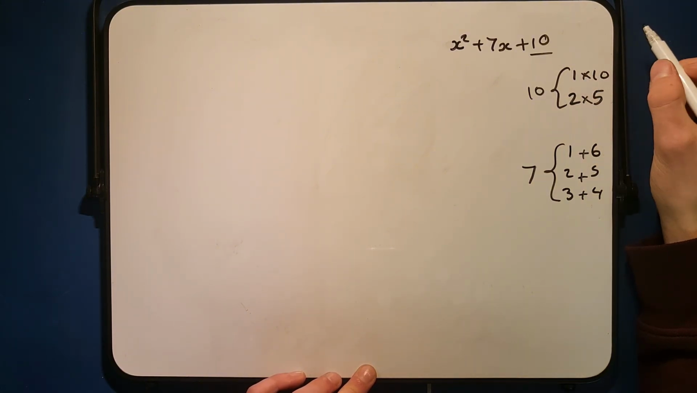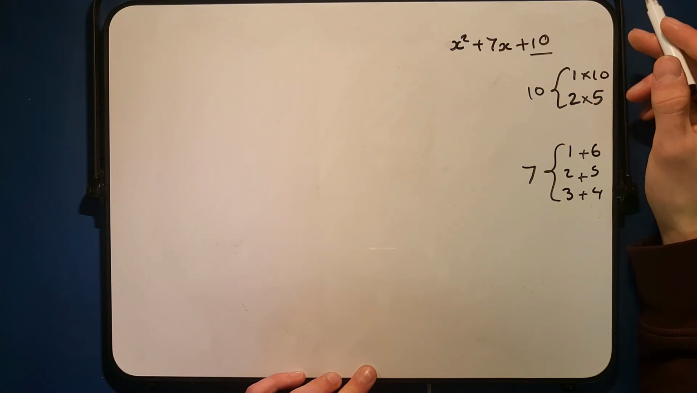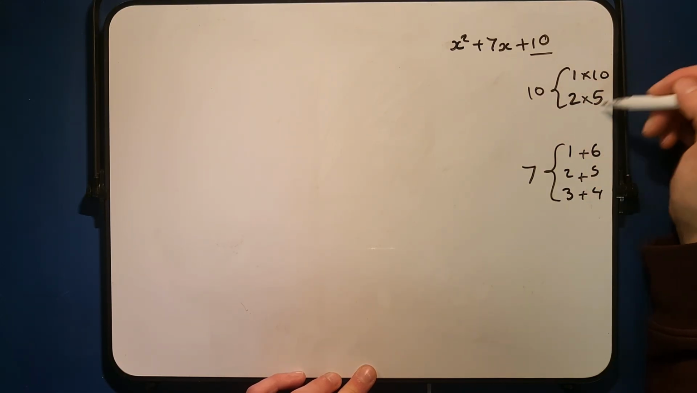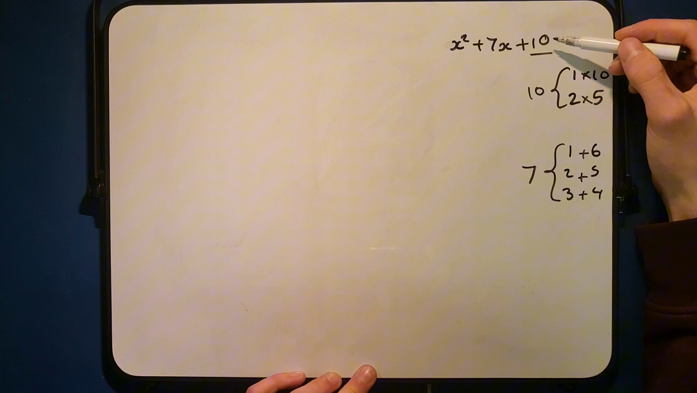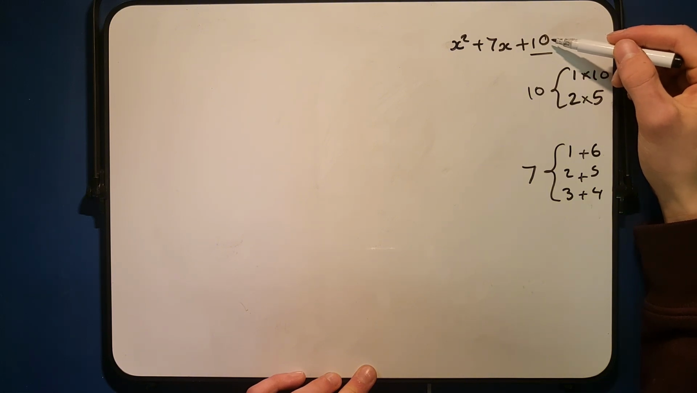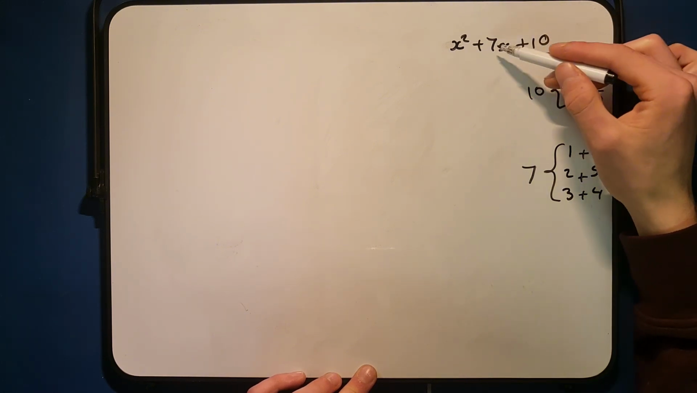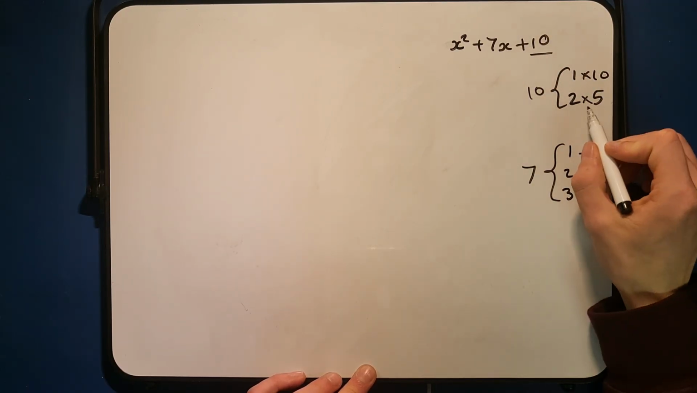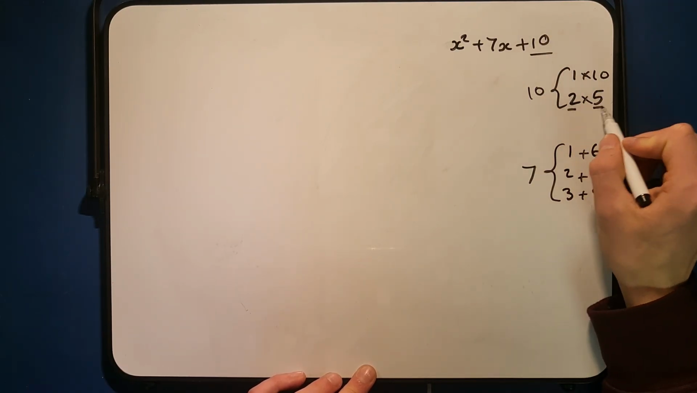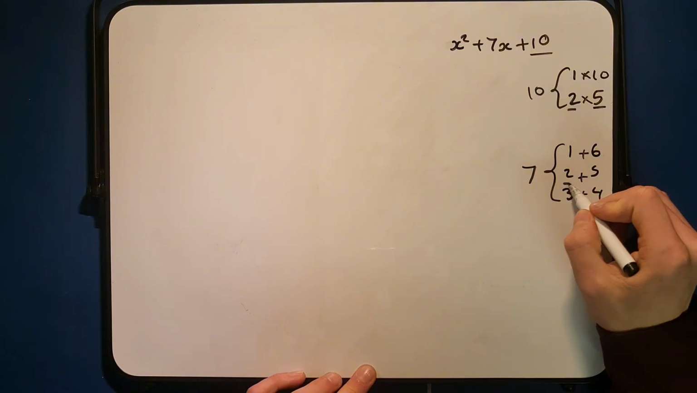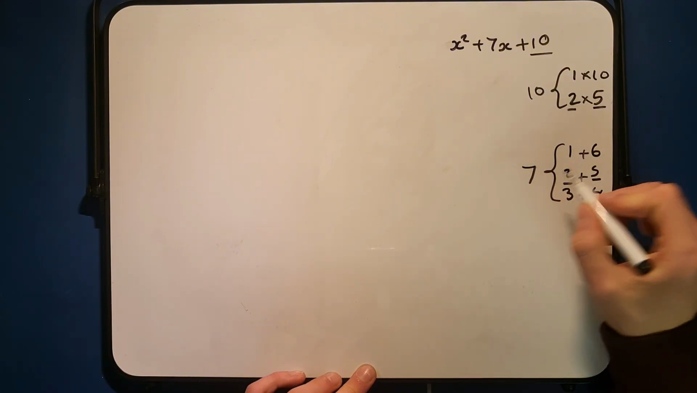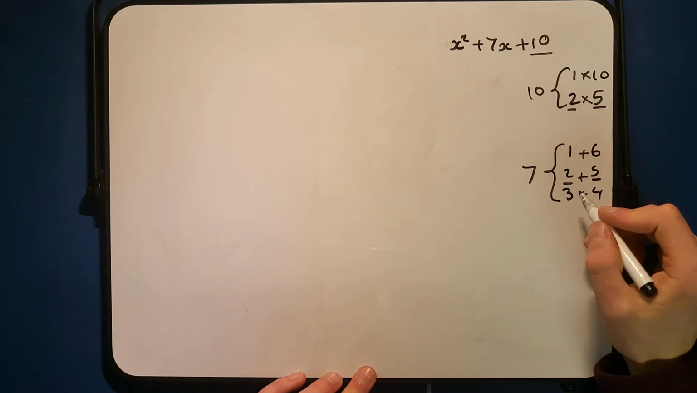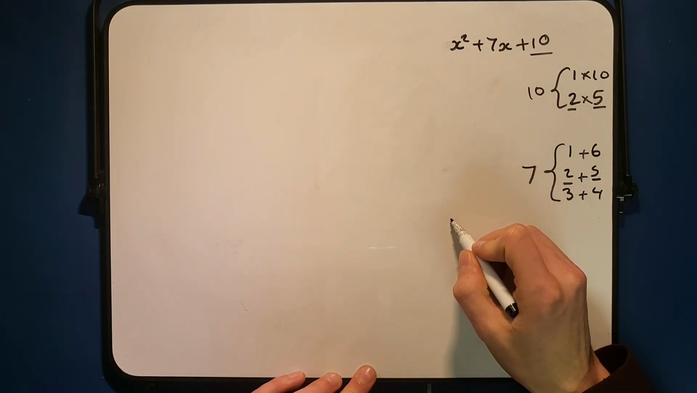Now, the trick is, when we want to factorize a quadratic, we want to find what two numbers in both of these lists multiply to give 10, but add to give 7. So in this case, 2 times 5 is 10, but 2 plus 5 is 7, and that works with our original quadratic. So we will write this in this form.